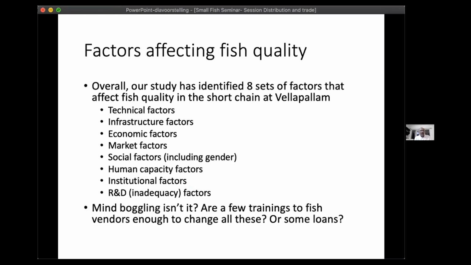Okay, we have identified a number of things, just a list of various factors that are influencing fish quality. So a few trainings of fish vendors is not going to change this. There are just so many constraints. Next, please.